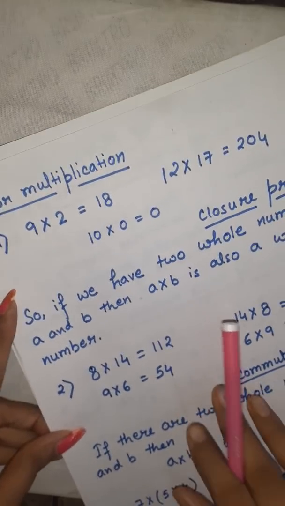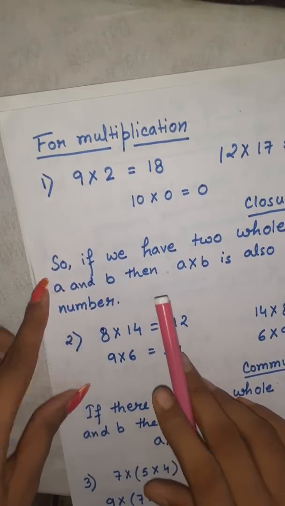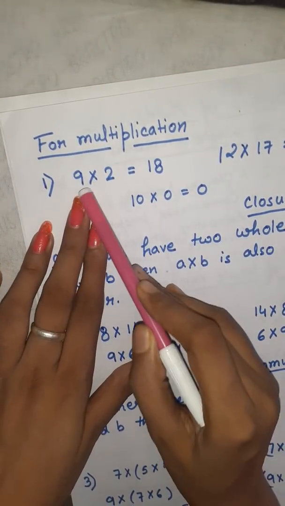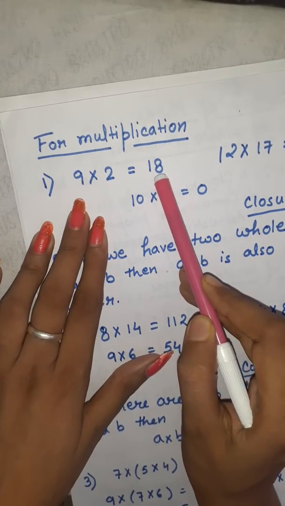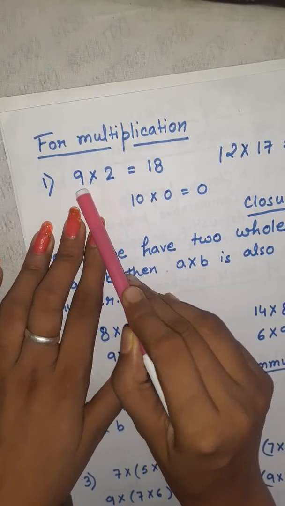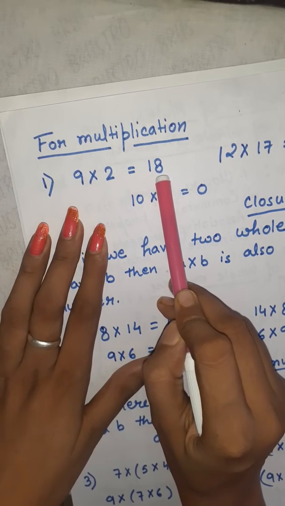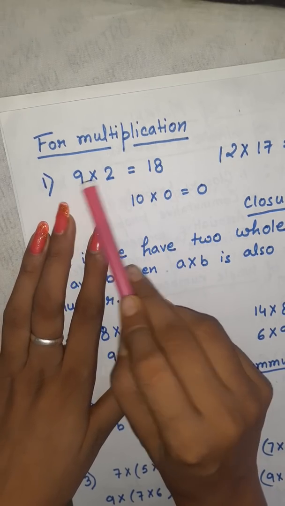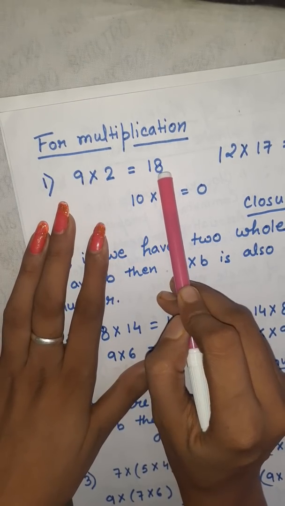Now for multiplication, what was the first property? Closure. Correct? Let us take two whole numbers. 9 into 2, we are getting 18. 9 2s are 18. 9 is a whole number, 2 is a whole number, and 18 is also a whole number. So multiplying two whole numbers, we are getting a whole number.